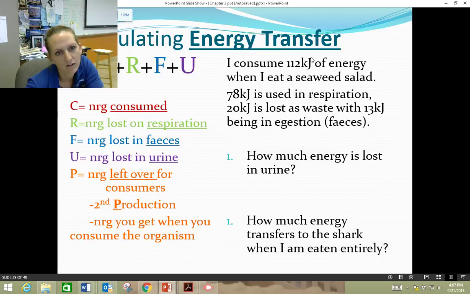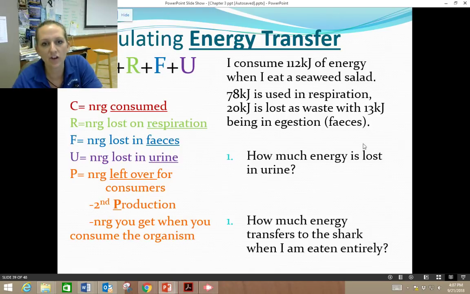I'm just reading it. I consume 112 kilojoules of energy. So that's my C. 78 kilojoules using respiration. There's my R. 20 is lost as waste, with 13 of them being fecal matter. So how much is lost in urine? Well, waste was 20. So that included fecal matter and urine. 13 is just fecal matter, so the difference is 7. So 7 is lost in urine. How much energy is transferred to the sharks when I'm eaten entirely? So we will be solving for P. P is what the shark will get when he eats me entirely, bones and all.